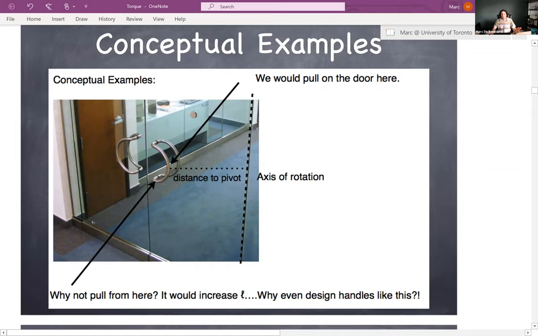I kid you not, if anyone is from the UTM campus, and I know we have a lot of non-UTM students at the moment because it's an online class, but if you're from the UTM campus, maybe you can sympathize with this. Some of the doors in the CCT building have this sort of semicircular door handle. It is probably the stupidest design of door handle I have ever seen.